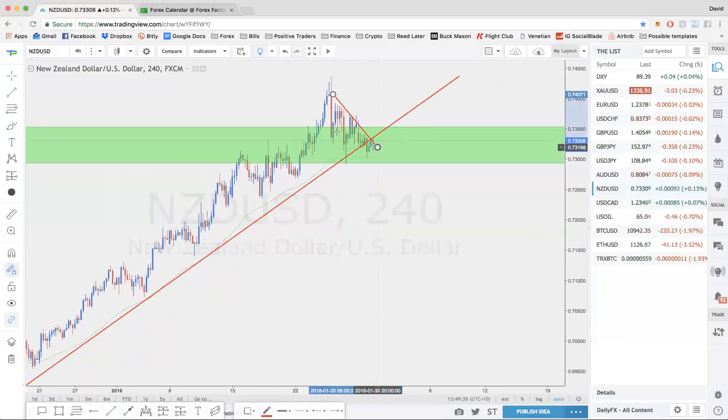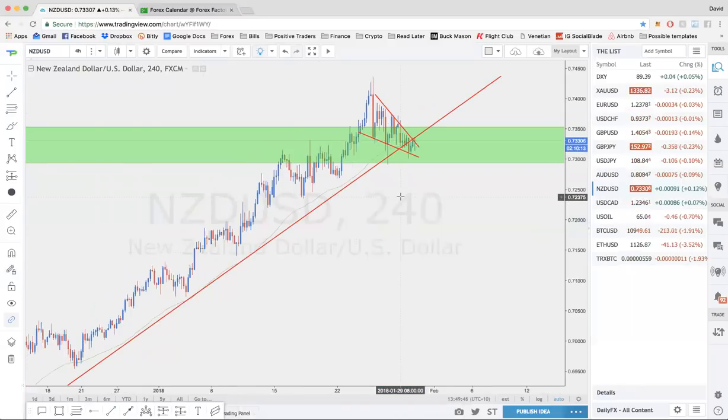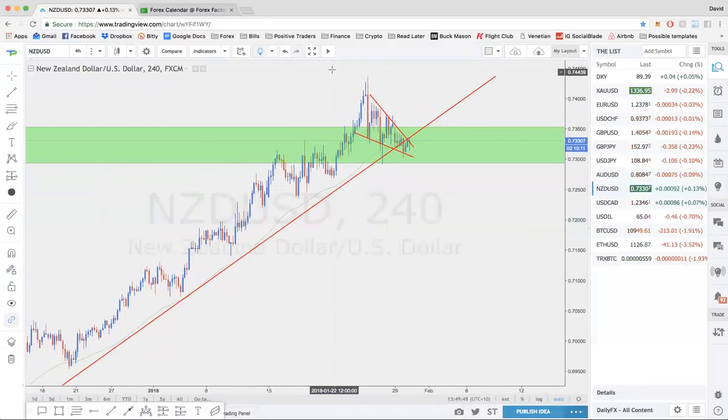Okay, what I see more happening right now, and I'll go over this, is that there's kind of like this wedge being created. All right, if this wedge breaks to the upside, then I'm going to expect a little bit more upside on this pair. Okay, so don't get confused.